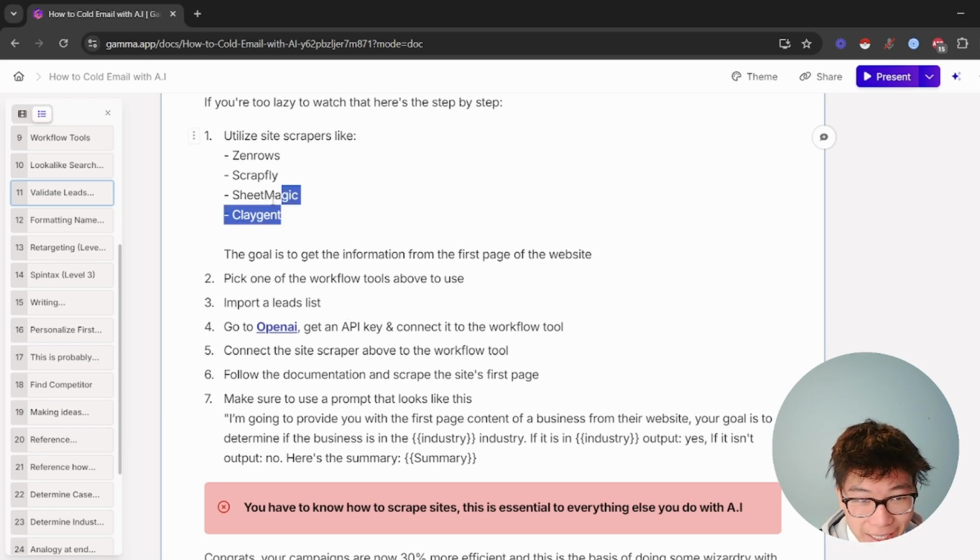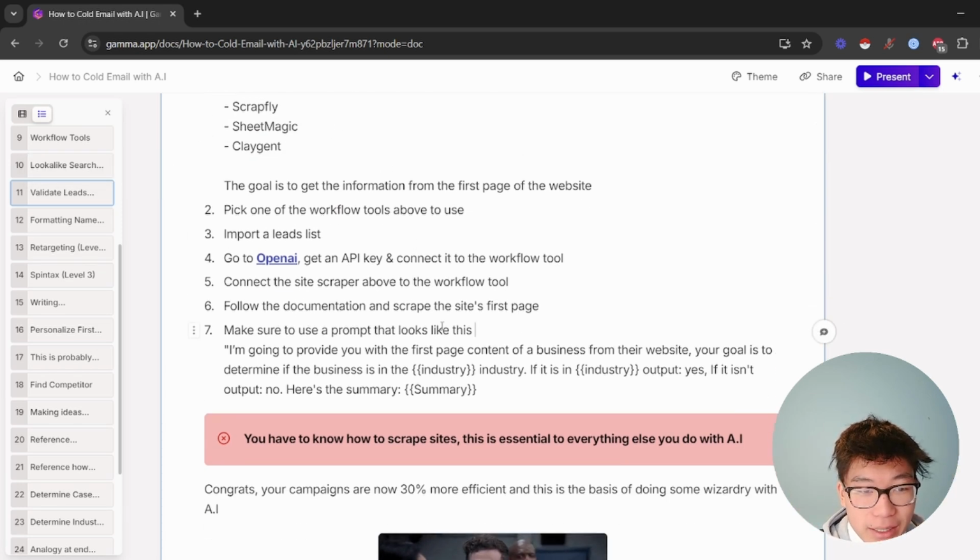Again, I can't go in and tell you exactly what the scraping looks like. Make sure to use a prompt that looks like this: I'm going to provide you with the first page content of the business from their website. Your goal is to determine if the business is in the industry. If it is in the industry, output yes. If it isn't, output no. Here's the summary. Very simple.